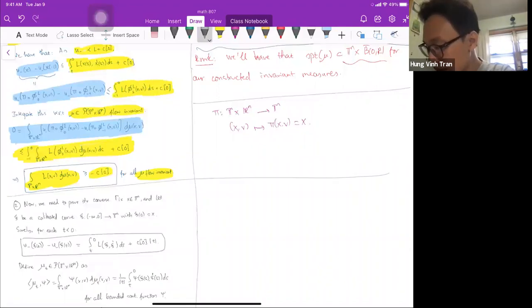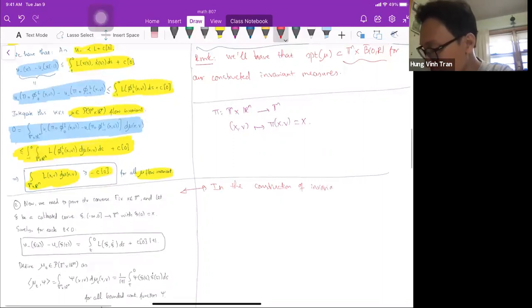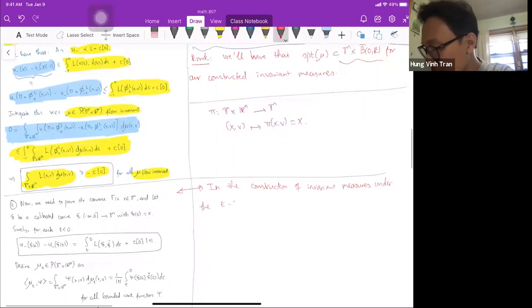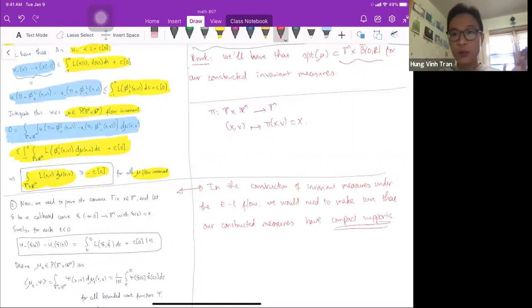So this is okay. But the next step, what I need to be really careful about is that in the construction of invariant measures under the Euler Lagrange flow, we would need to make sure that our constructed measures have compact support. And without compact support, things are really hard.